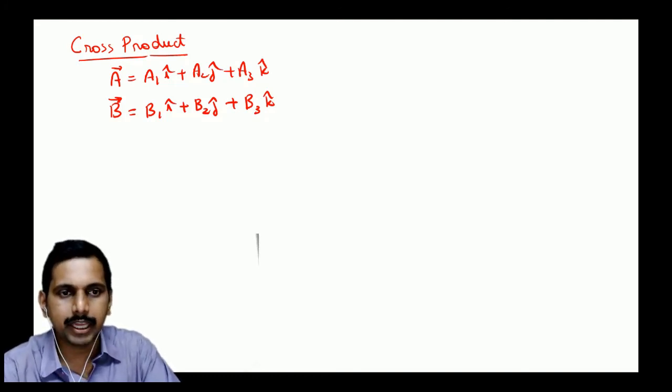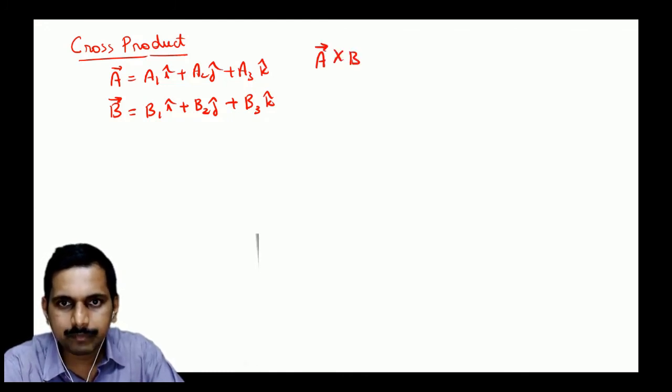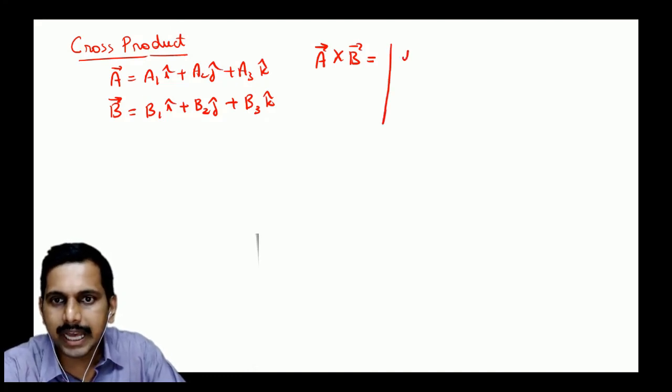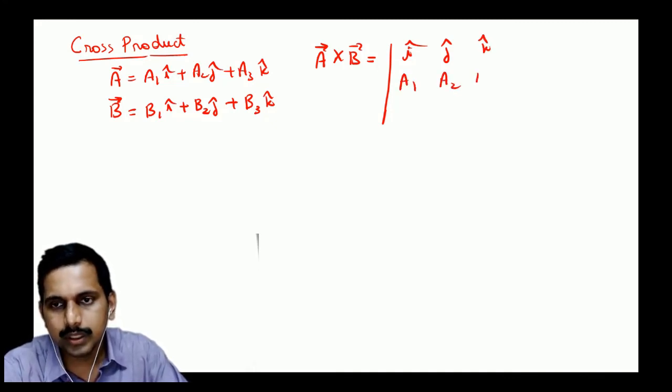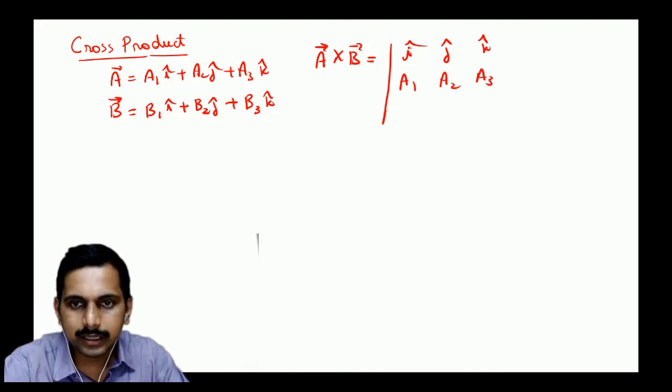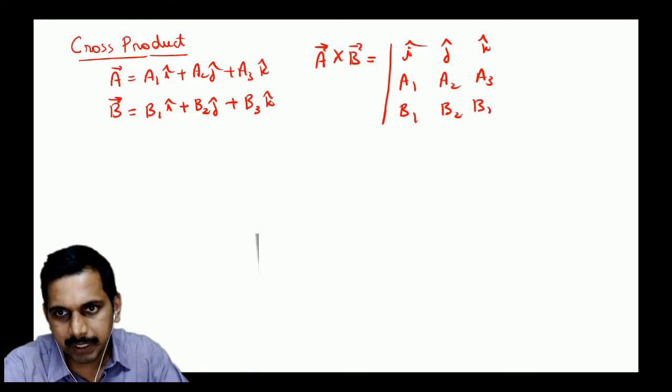So if this is the case, then A crossed with B is actually equal to the determinant where you have to write i, j, k, and then here you have to write A1, A2, A3, then B1, B2, B3.